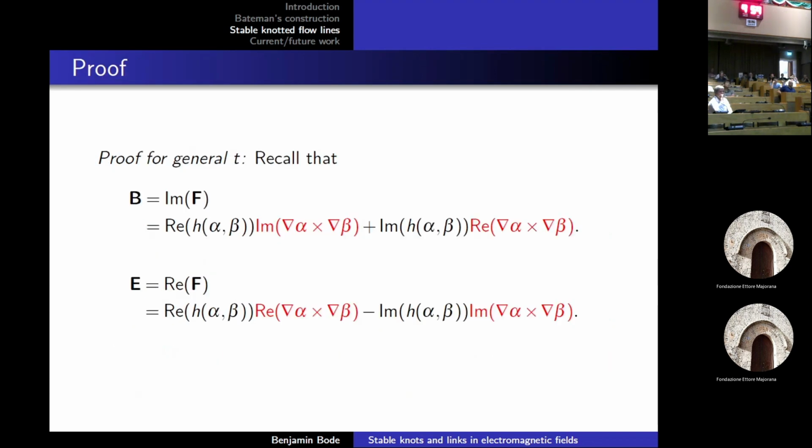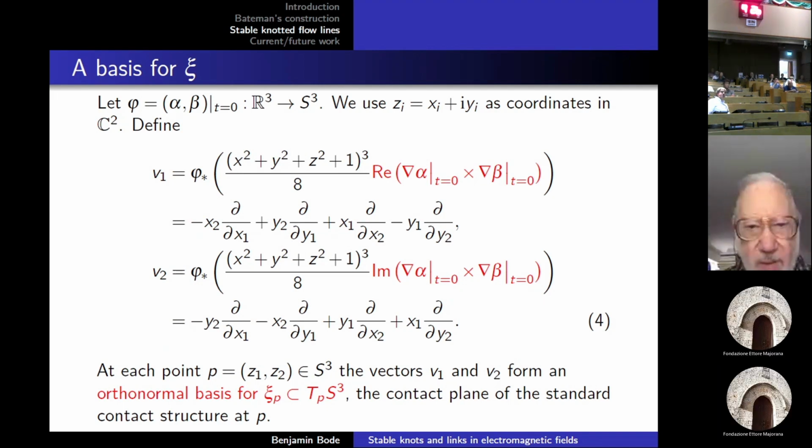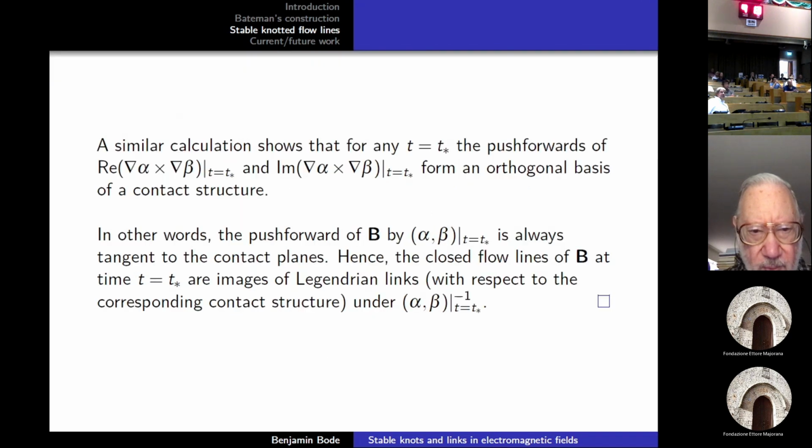Here's another way to prove this, which allows us to generalize this to other values of t. When you just write out the definition of E and B as the real and imaginary part of F, you find that these are linear combinations of these two vector fields, the real part and the imaginary part of the cross product of alpha and beta. And now you just look at the corresponding fields on the 3-sphere. So you calculate the push forward by this projection map of some multiple of these fields. And you find that these are two vector fields, V1 and V2, on the 3-sphere, and they form an orthonormal basis of the standard contact structure. And since E and B are linear combinations of these two basis vectors, that means they must also be Legendrian vector fields. And you can do the same thing for other values of t.